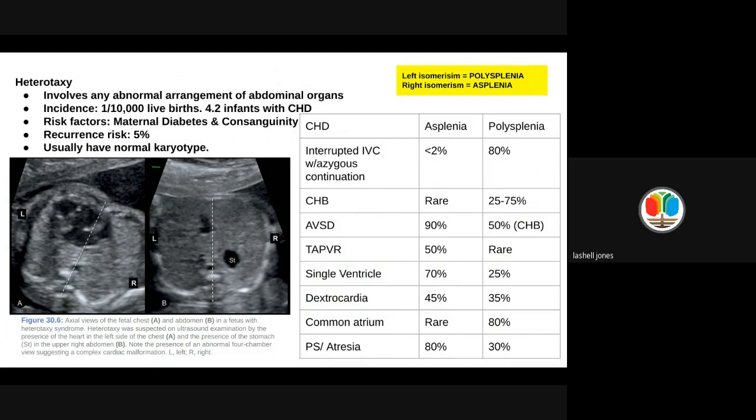80% is on the left. That's rarely seen on the right. So just pay attention to what really stands out, what sets them apart. So you can definitely know the difference, because you're going to have a few questions asking as far as the difference. Okay. Same with the interrupted IVC. Mostly seen with the left side versus the right. Okay.